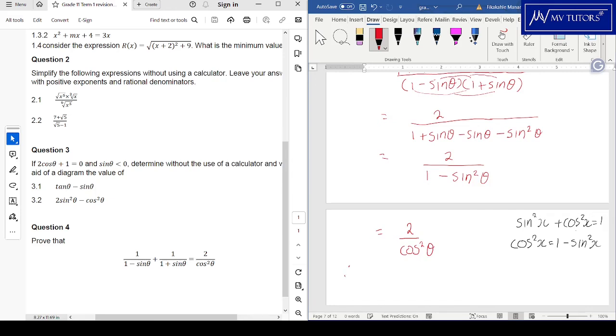Therefore, I can now conclude the left hand side is equal to the right hand side, which has proved it. This is equal to the right hand side, which is what we were given.